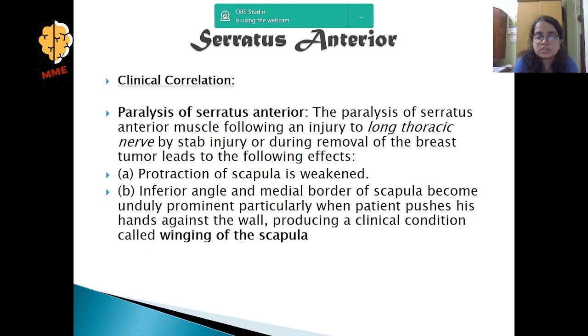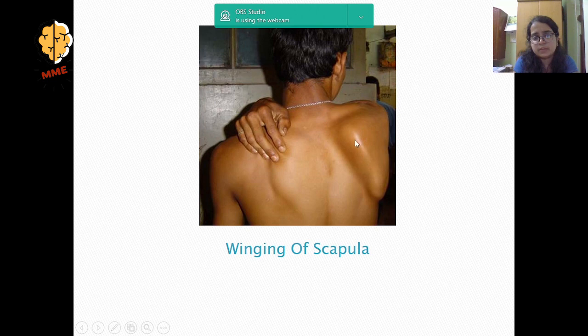Very important. It often comes as a short note. It came as a short note in our first semester exam, the serratus anterior muscle. And if you can write the clinical correlation, it will obviously yield you more marks. And this is the winging of the scapula. The medial border has become unduly prominent.